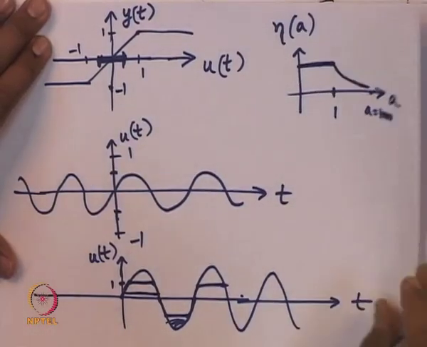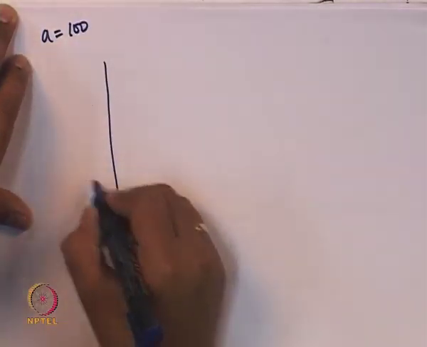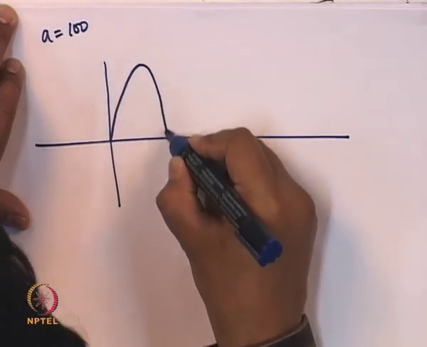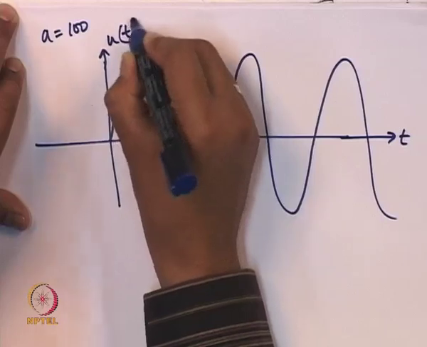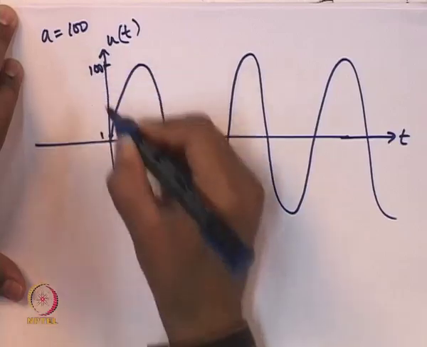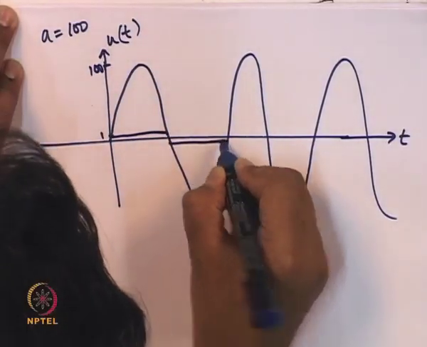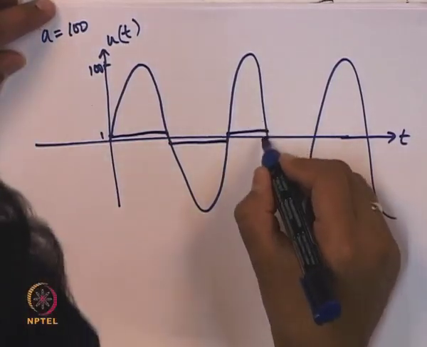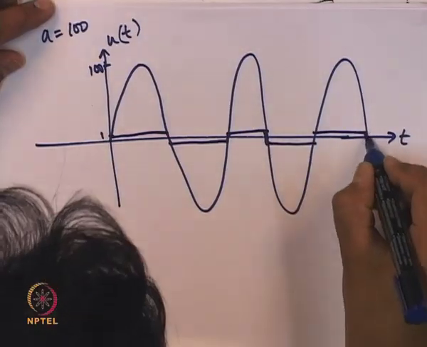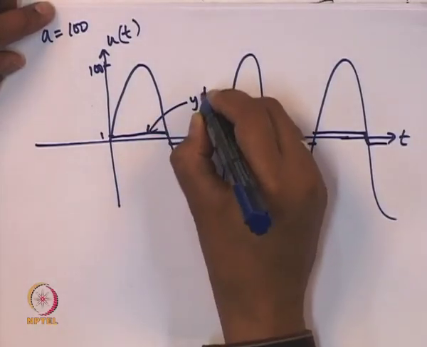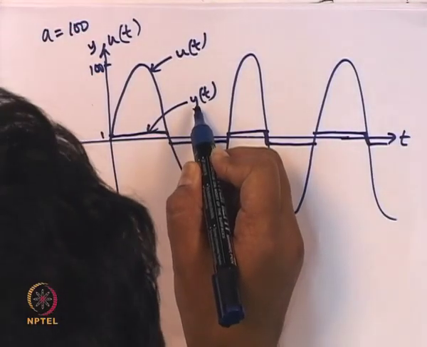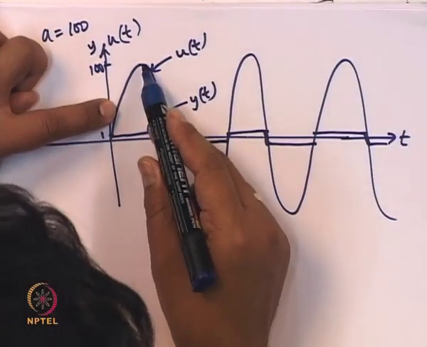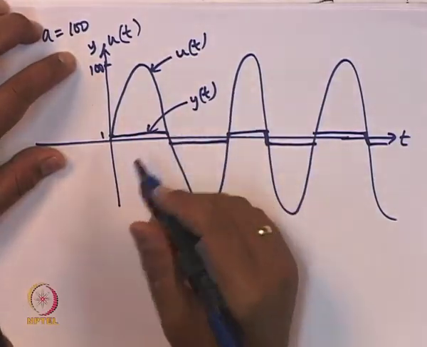That is why, so let us draw another figure. Let us draw a figure for A equal to, let's say, 100. The u of t, this 1 is somewhere here, this is 100, so this is how the output looks like. Because the input is much larger than 1 most of the time, the output is sitting at 1 most of the time. You see, this is where y of t is, this is where u of t is, and this graph is a plot of both y and u. You see, output is most of the time just plus minus 1, while the input is most of the time much larger than 1. So what is the net amplification? Net amplification is a very small quantity.